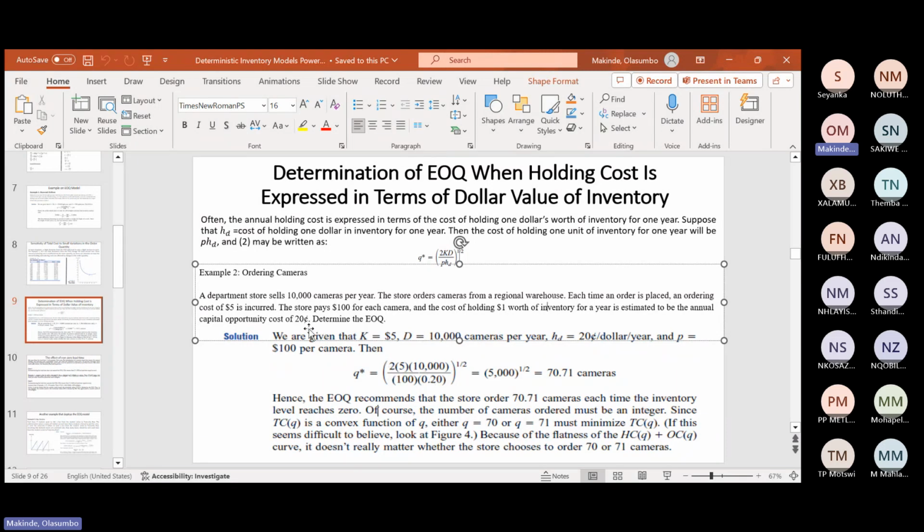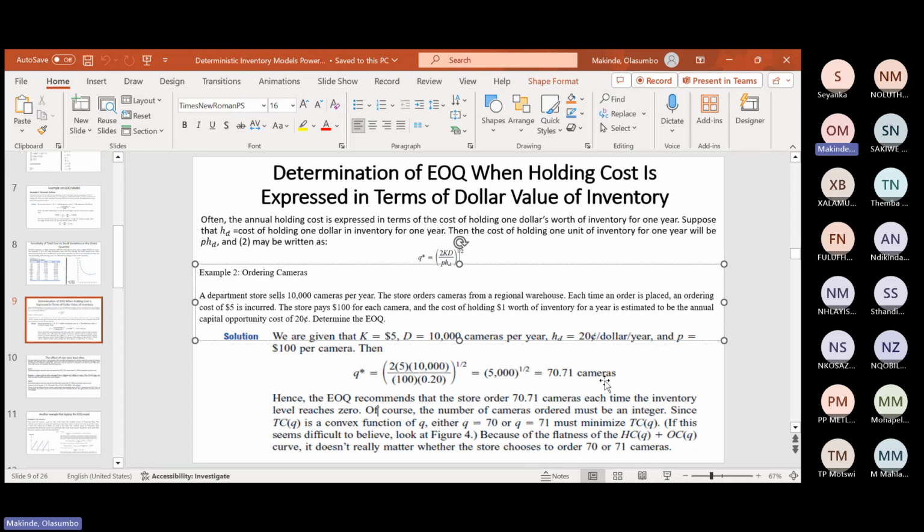So that 20 cents is 20 over 100 in dollars, which is 0.2. Then if you simplify this, your Q will be equal to 70.71 cameras. But don't forget, you cannot get a fractional solution. You cannot order a fractional camera. Do you order 70 or 71? So your EOQ can be either 70 or 71.